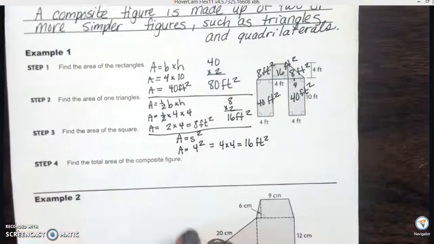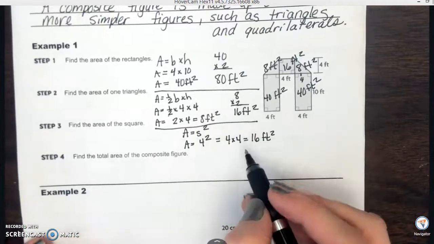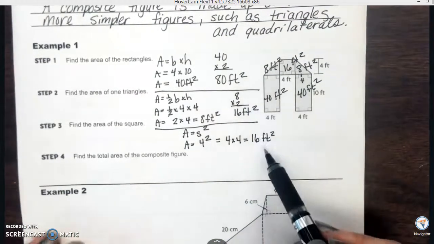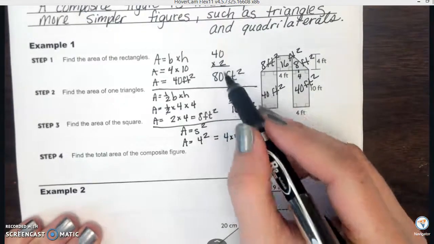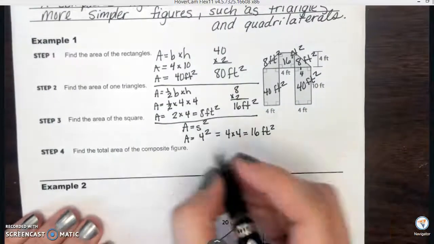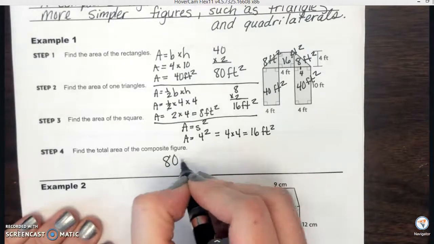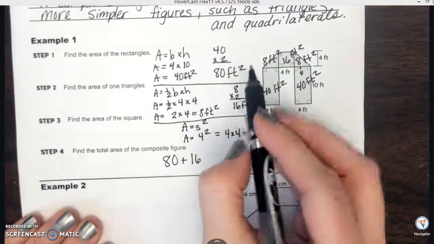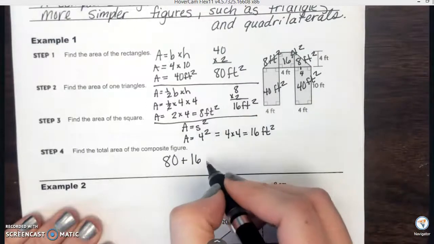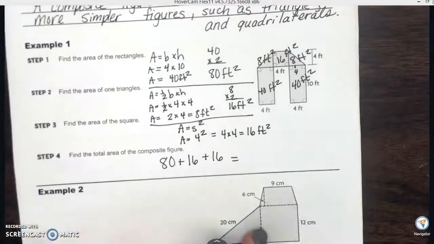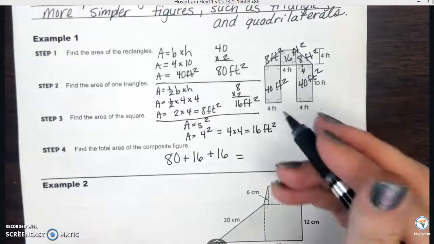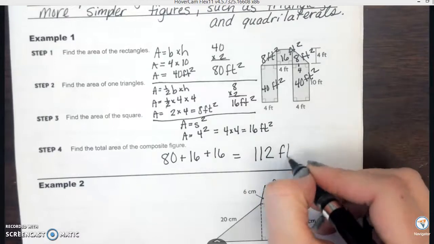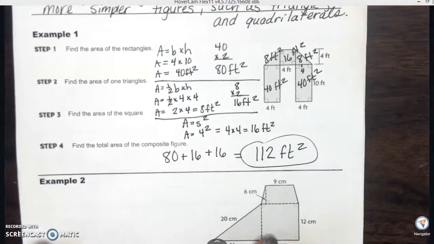So the last step, and I know this is a lot of steps, is to just take all of these areas and add them together. Either you could go through here and add all these together, or you could take where we've already doubled our rectangles and triangles and then add that with the square. So I'm going to take the 80 for my rectangles plus 16 for my triangles plus 16 for my square. And we're going to add those up. And we get 112. And that's feet squared for this composite figure.